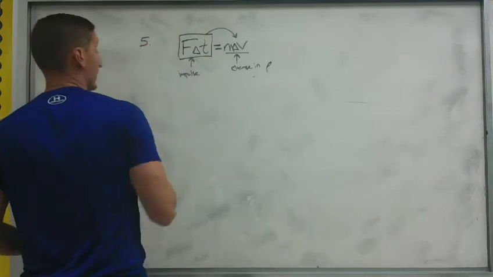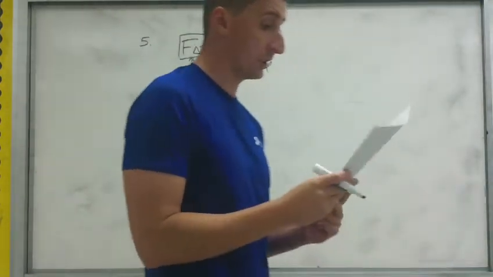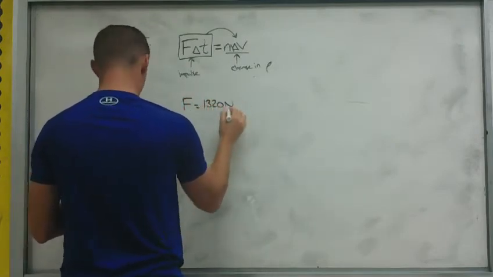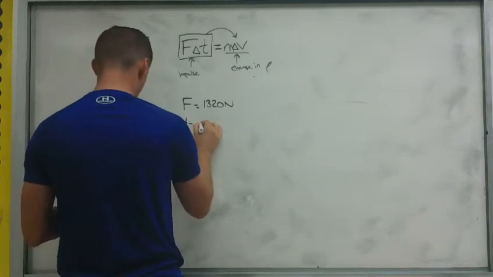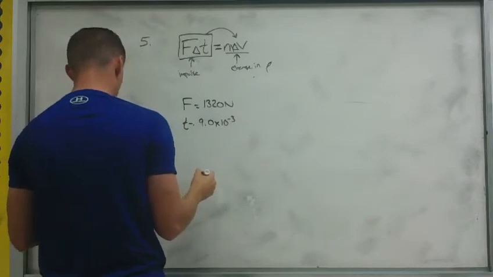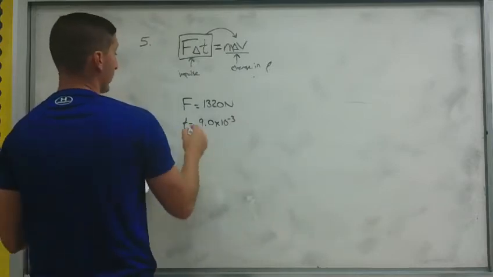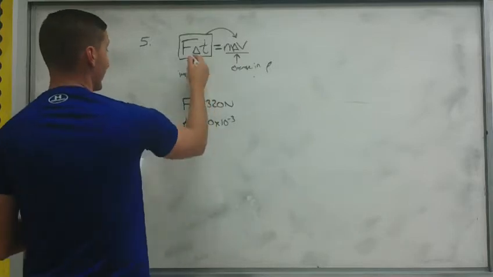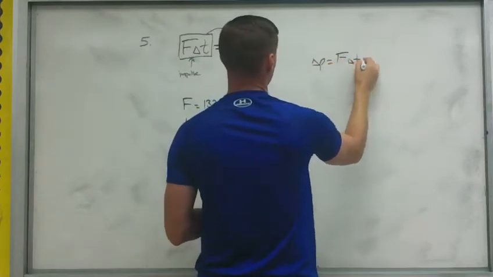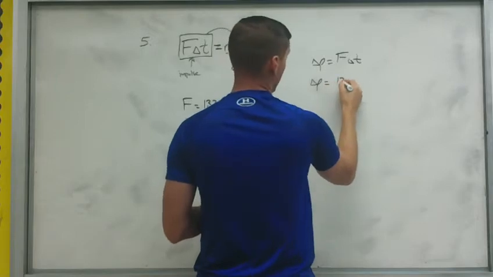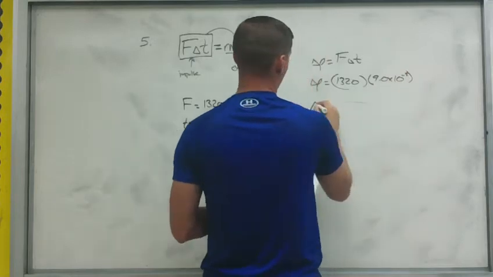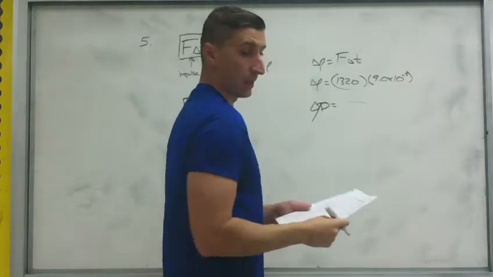All right, so let's see what it gives us here. It gives us force 1320 newtons. Time is equal to 9.0 times 10 to the negative third. It says, what is the change in momentum of the ball? So again, the same thing. We want to know change in momentum, but we're not given a velocity there. We can find impulse. So I can set change in momentum equal to F delta t. F is 1320, time is 9.0 times 10 to the negative third. I can go ahead and do that in my calculator.